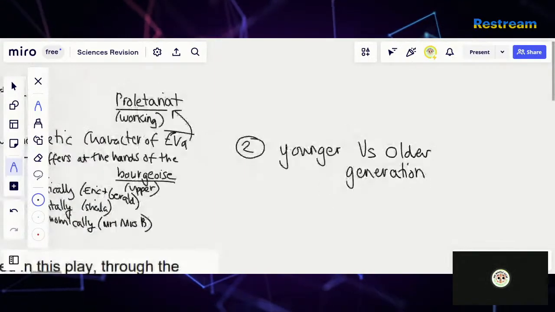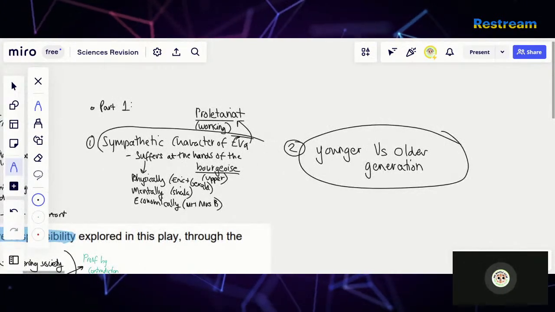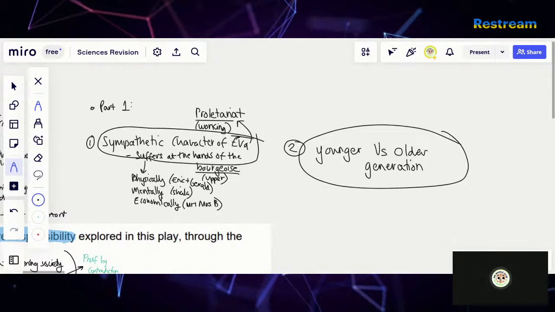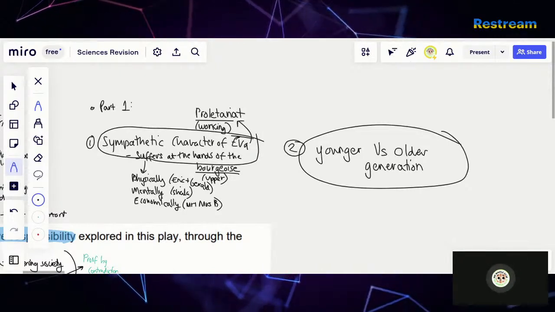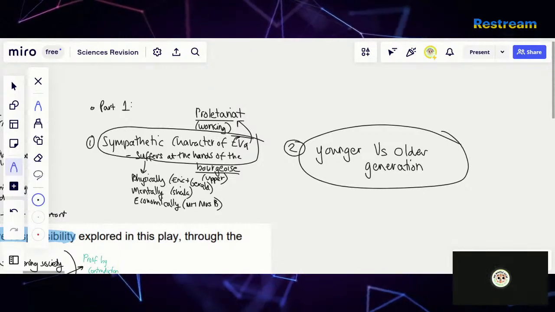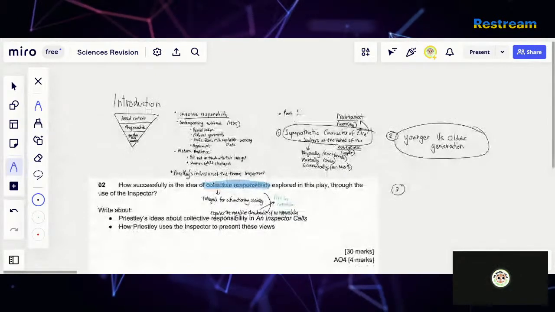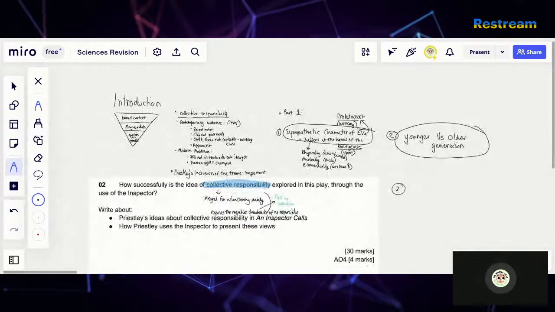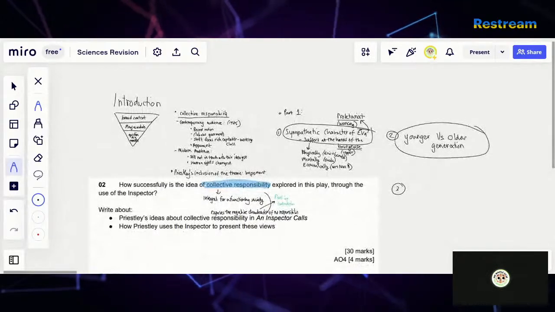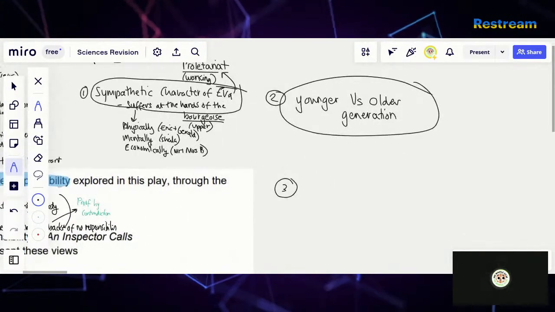So this displays collective responsibility. The sympathetic character of Eva, who suffers, displays what happens at the hands of no responsibility. And then another character group, or something that we can talk about in relation to collective responsibility, could possibly be the inspector. The purpose of the inspector.